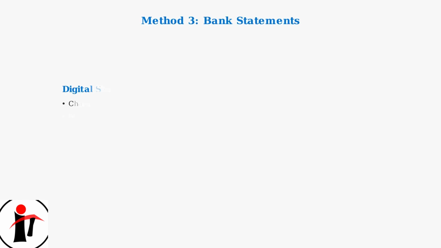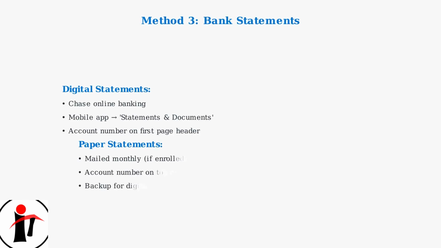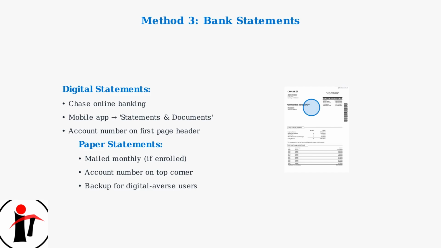Method 3 uses bank statements. Access digital statements through Chase Online Banking or the mobile app under Statements and Documents. The account number appears on the first page header. Paper statements, if you're enrolled, show the account number on the top corner.